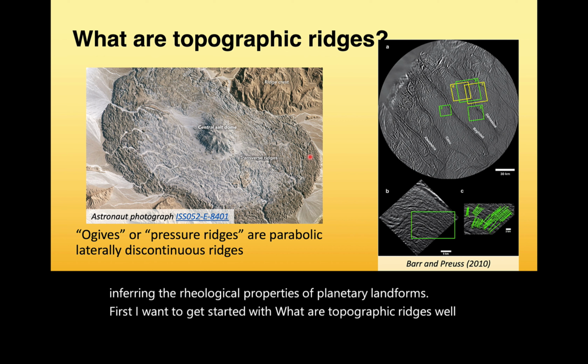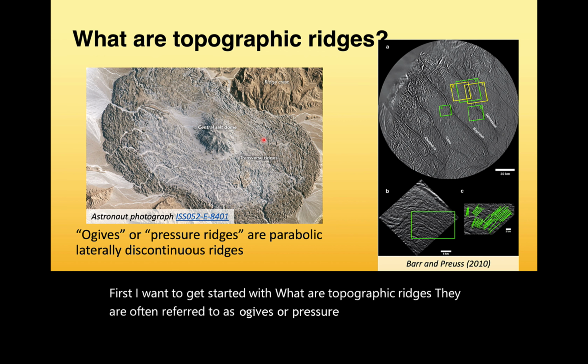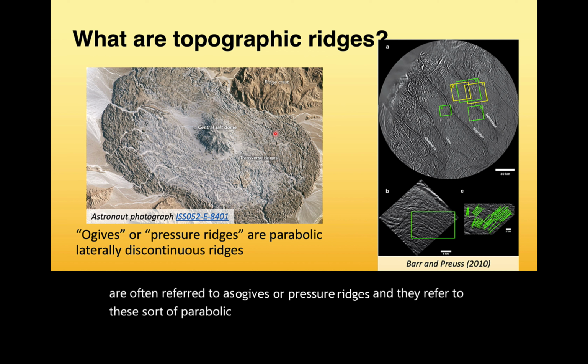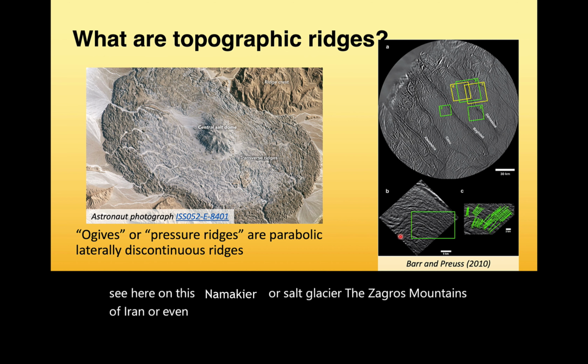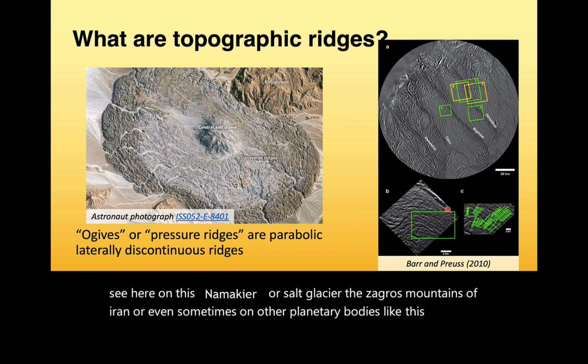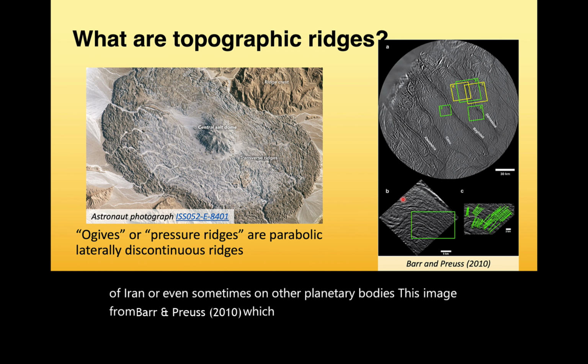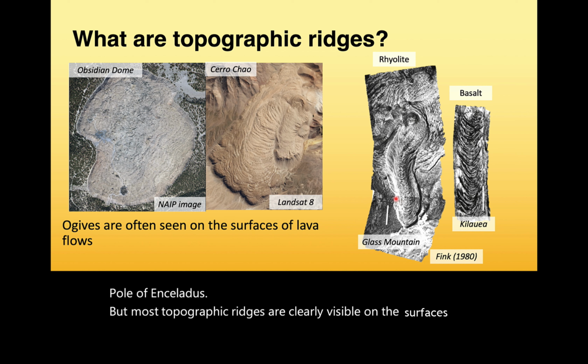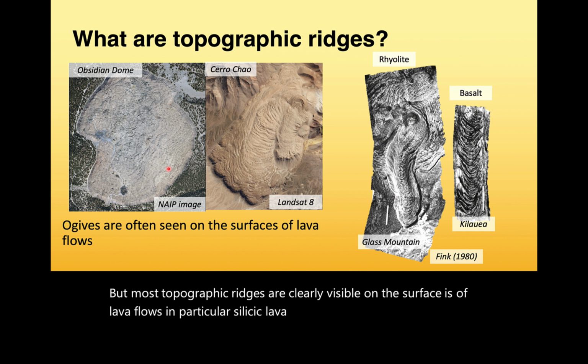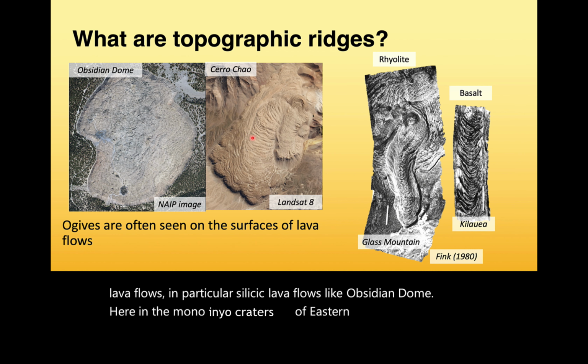Well, they are often referred to as ogives or pressure ridges, and they refer to these sort of parabolic, laterally discontinuous ridges like we could see here on this Namakdan or Salt Glacier in the Zagros Mountains of Iran, or even sometimes on other planetary bodies like this image from Barr and Pruess 2010, which shows pressure ridges on the south pole of Enceladus. But most topographic ridges are clearly visible on the surfaces of lava flows, in particular silicic lava flows like Obsidian Dome, here in the Mono-Inyo Craters of eastern California, or across Cerro Chao in Chile.